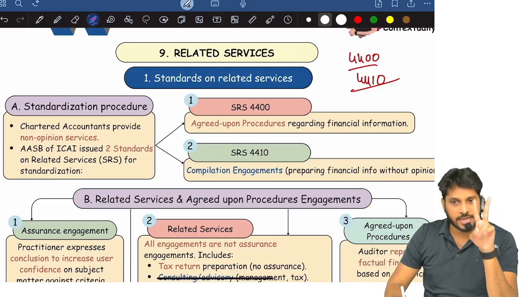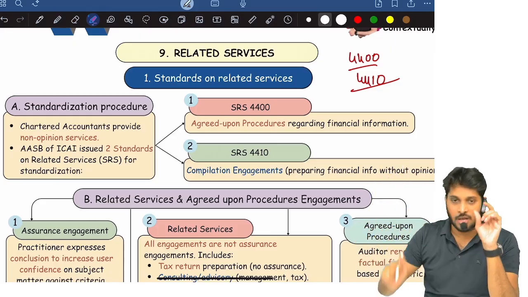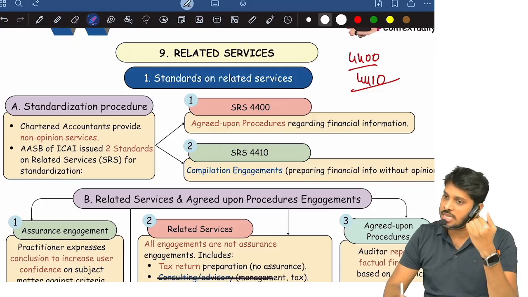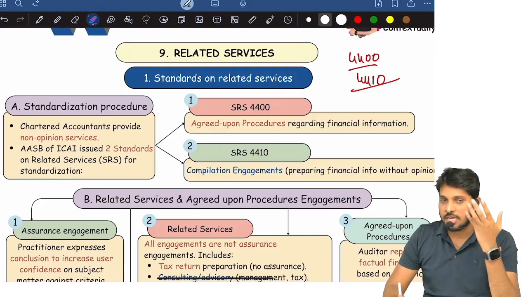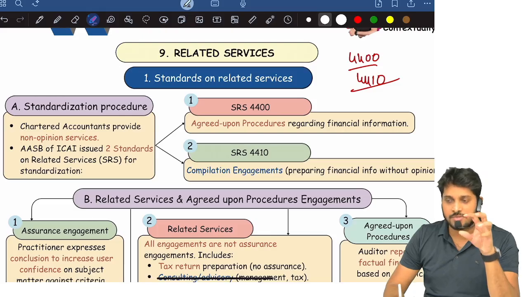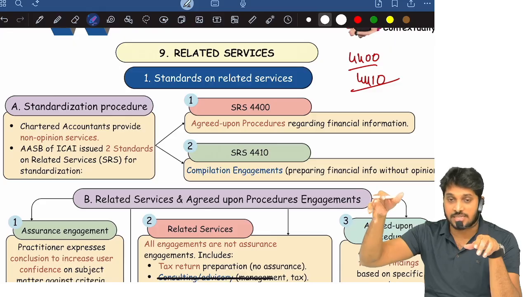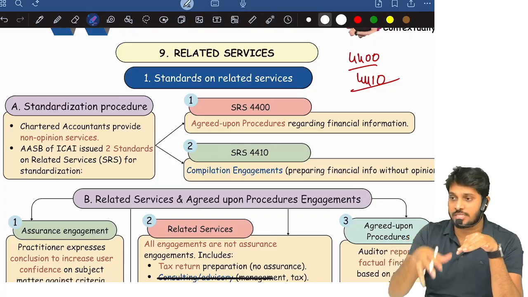Assurance engagements are again two types: on historical financial information, and other than historical financial information. On historical, we give two levels of assurance. One is reasonable assurance and the other one is limited assurance. Reasonable assurance is called an audit. For that, standards on auditing were there. Limited assurance has standards on review. And we can also provide assurance on other than historical financial, that is prospective information and internal controls. For that, we have something called standards on assurance engagement, the 3000 series.